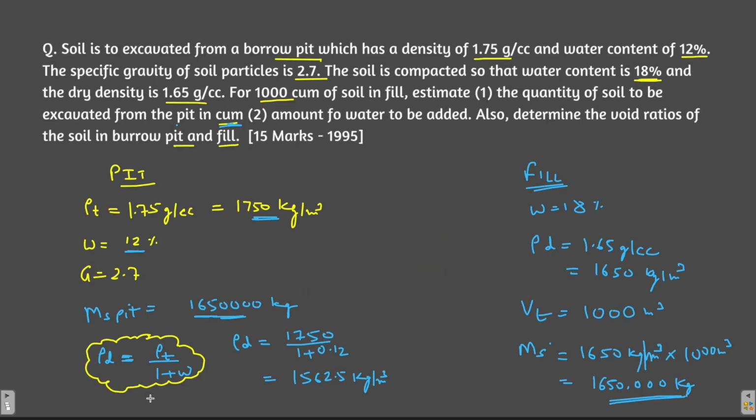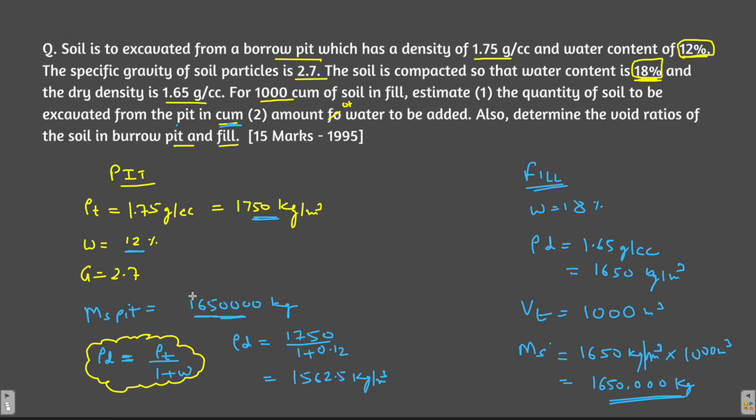Okay, now moving on to the next part. Next part is the amount of water to be added. So how much water is to be added in the soil so that the water content from 12% in the pit is going to be 18% in the fill? Okay, this is the question. So how much amount of water are you going to add? As I have told you, what will remain constant is the mass of solids or the volume of solids. It will remain constant, right? So what was the mass of solids? The mass of solids was 1650, and after that three zeros.